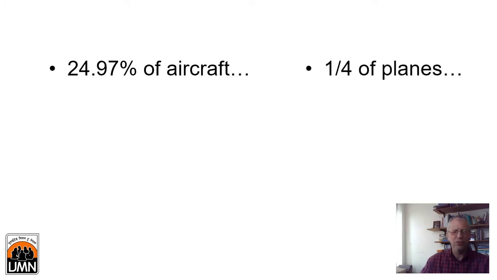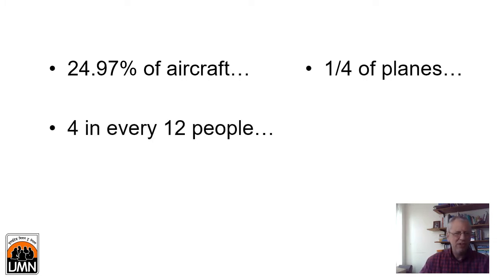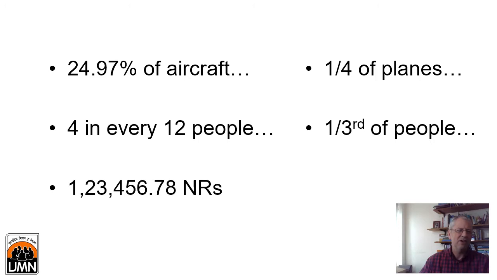Try to simplify numbers and facts. So rather than saying 24.97% of all aircraft, instead just say a quarter of all planes. Or if it's 4 in every 12 people, well, actually that's a third of all people. And instead of saying 1,23,456 rupees and 78 paisa, just simplify it. It's 1.2 lakh.